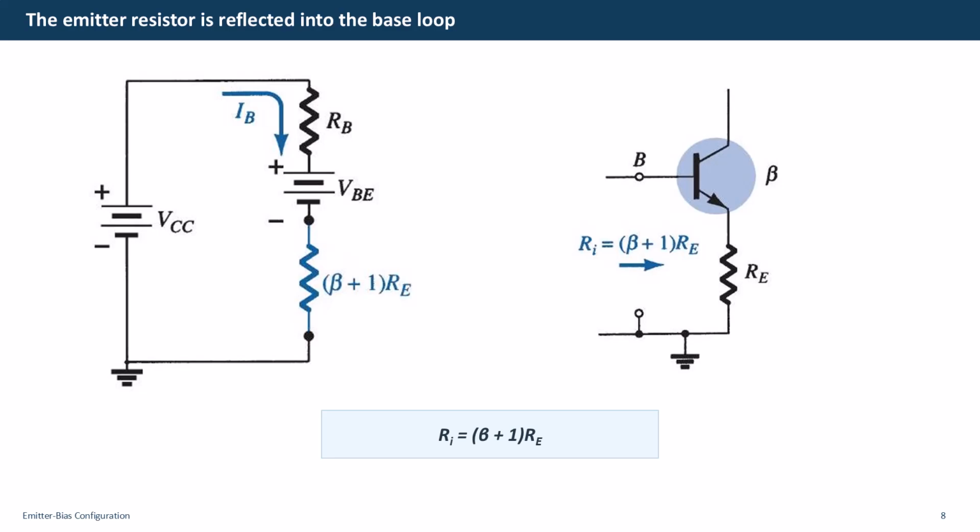The base current equation has an intuitive Ohm's law form. The available loop voltage is VCC minus VBE.